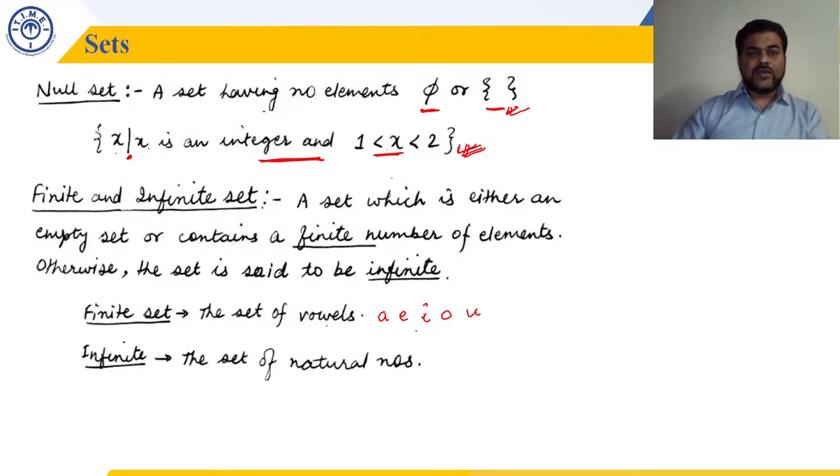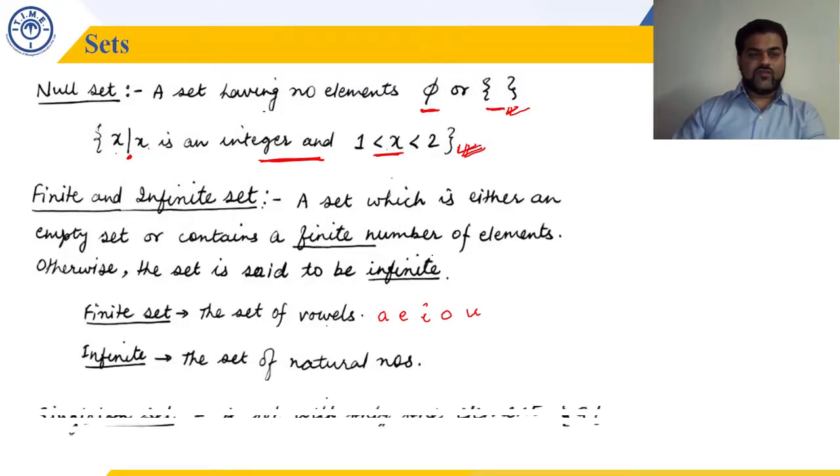Let's look at an example of an infinite set. The set of natural numbers. What are natural numbers? 1, 2, 3, 4, 5, 6 and so on and so forth. So there is no stoppage to it. We can go on and on. So the set of natural numbers is not a finite set. There are countless natural numbers. Okay, I hope this point is clear.